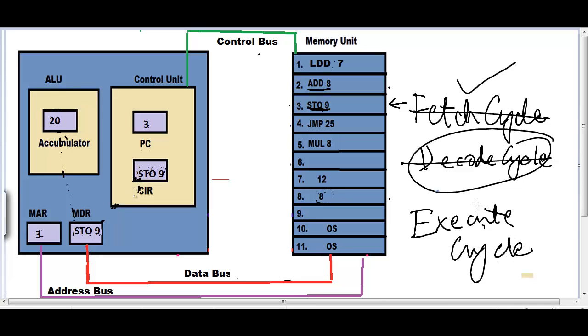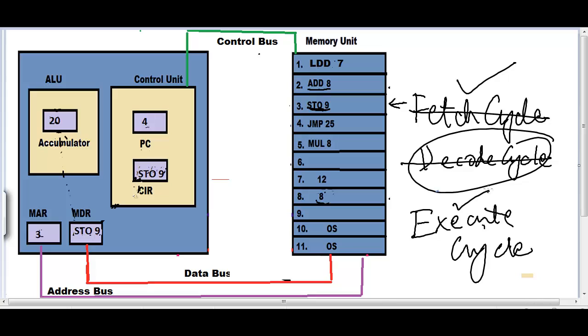Of course, the program counter first increments itself to point to the next instruction that is going to be fetched. So the value of the program counter is going to change from 3 to 4. The program counter is going to increment itself by 1. Once it has incremented itself, the store 9 instruction is now going to get executed.